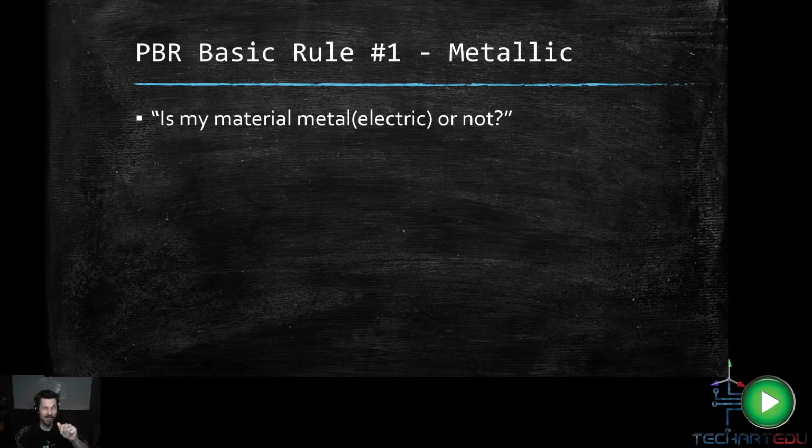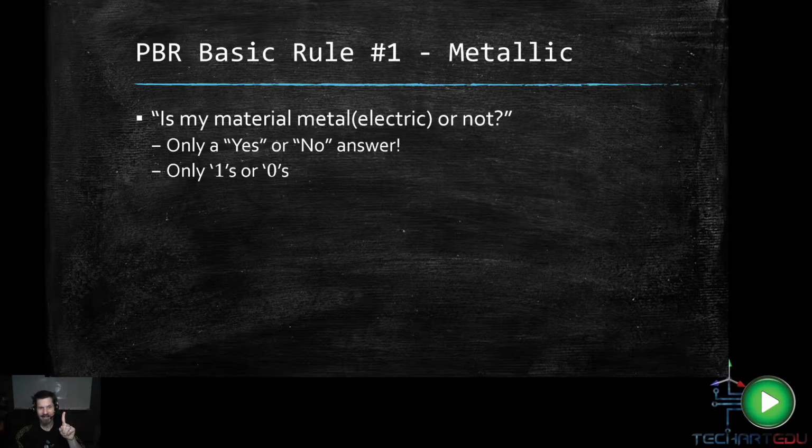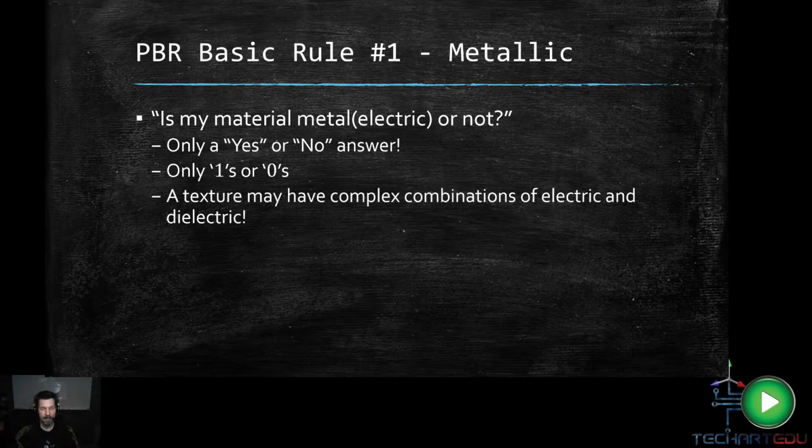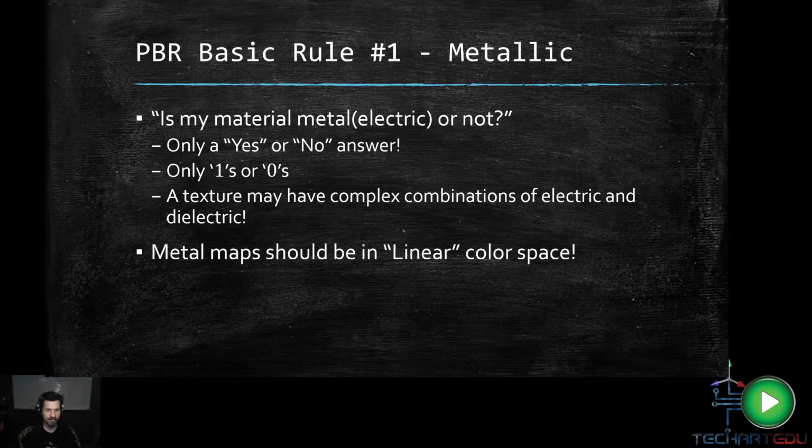There's nowhere in between, because I have yet to see any object in our world that's sort of metal and sort of not metal. A material is either metal or it's not. That means it's either a 1 if it's metal or a 0 if it's not. A texture map might have complex combinations of electrics and dielectrics. That means you can have stuff that's metal and non-metal, and therefore your metallic map acts like a mask to show what is metal and what is not metal.